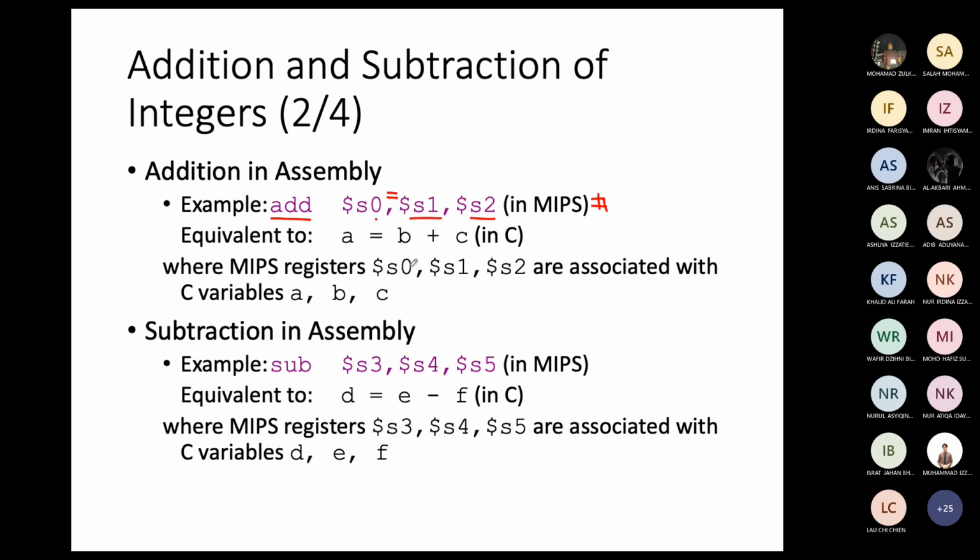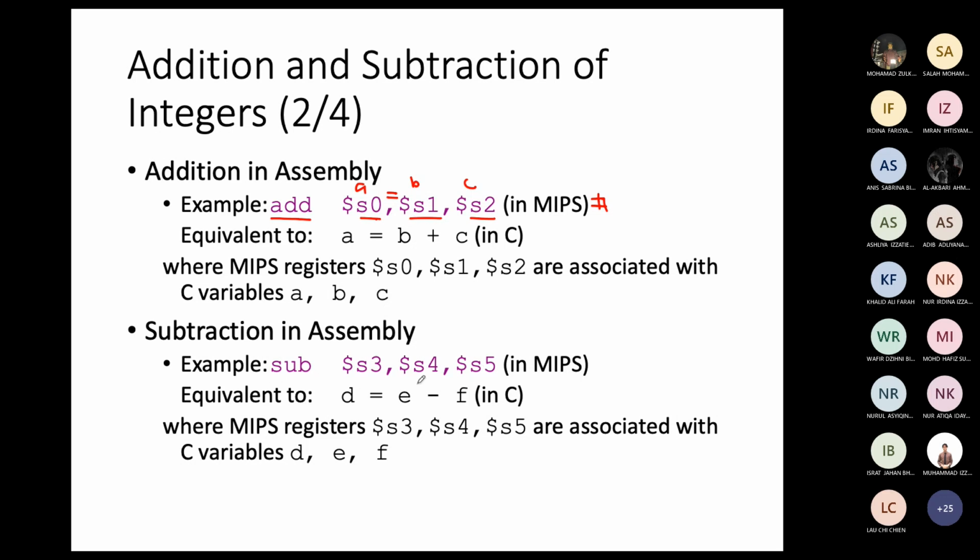And then the MIPS registers S0, S1, and S2 are associated with the C variables A, B, and C. So here we can say A, B, and C. Because we have add here, we can understand that S1 adds with S2, and then we will store into S0. Okay, so do the operation on the right side and store the result to the left side, like C++.